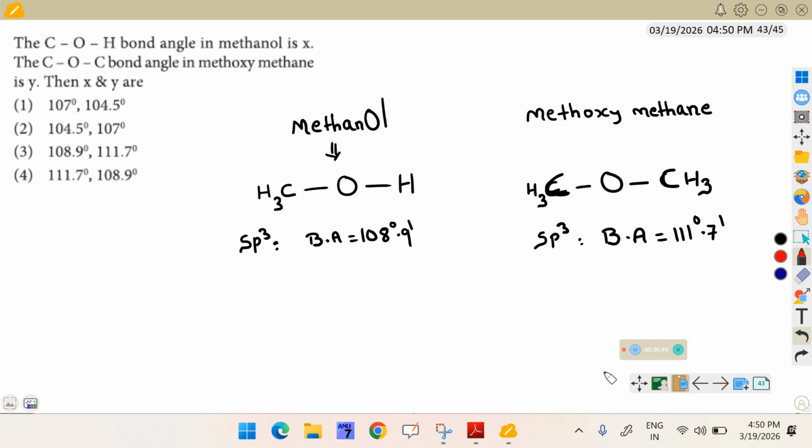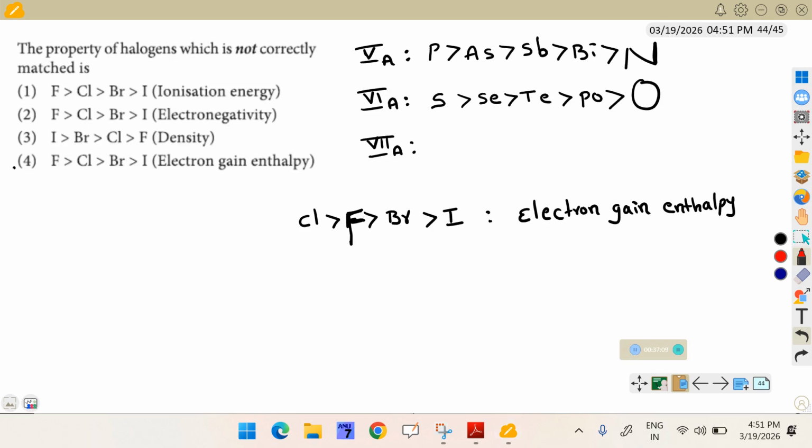The COH bond angle in methanol is X. The COC bond angle in methoxymethane is Y. Then X and Y. The COH bond angle is 108 degrees 9 minutes. The COC bond angle is 111.7 degrees. Third option is the correct option. The property of halogens which is not correctly matched is the fourth one. We know that in 5A group, 6A group, 7A groups, the second element's electron affinity is more compared with the first element. Orders are also given. Based on that, the fourth option.